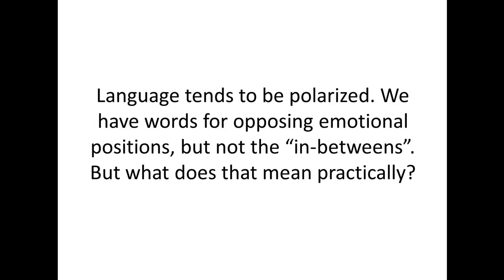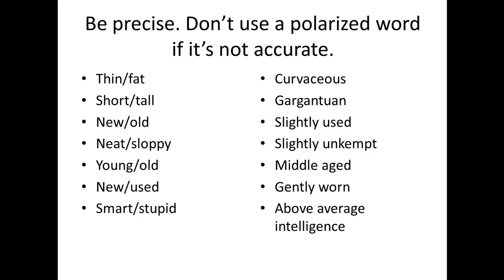Language tends to be polarized. We have words for opposing emotional positions, but not the in-betweens. But what does that mean practically? It means, again, we need precision, and we have to avoid using a polarized word if it's not accurate. What's the difference between thin and fat if you're somewhere in the middle? Well, you could say the person is curvaceous.